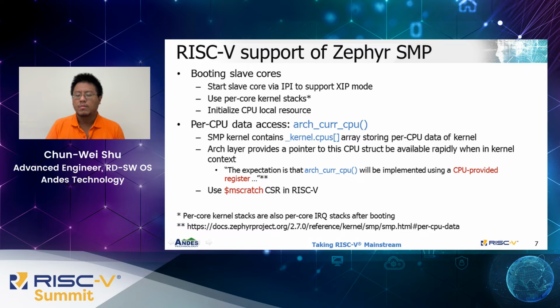The second one is supporting per-CPU data access. The SMP kernel contains a CPU array storing per-CPU data, which is frequently used in the kernel context. So Zephyr SMP expects that the architecture could provide a pointer to this per-CPU structure for rapid access in the kernel context. We use a RISC-V CSR to store this pointer and keep it fixed across context switches and interrupts.